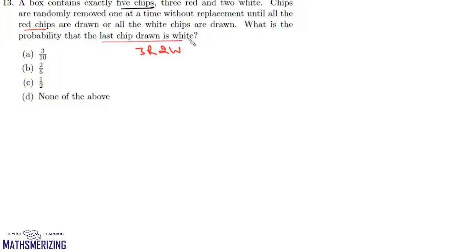Now the last will be white if we get white in the first 2, or if we get white, red and white in the third, or if we get white, red and white in the fourth. These are 3 possible cases.